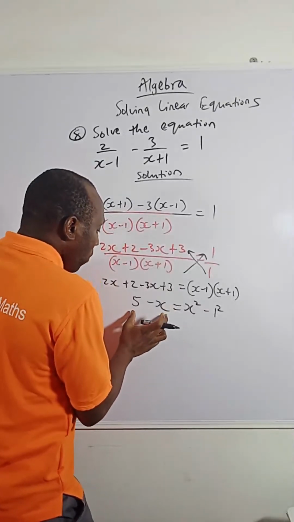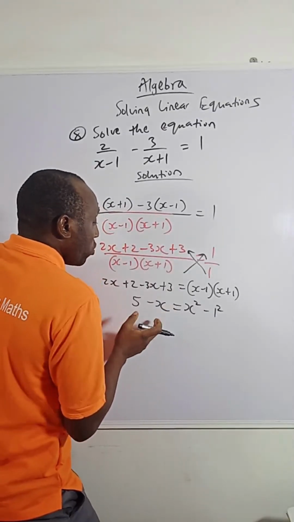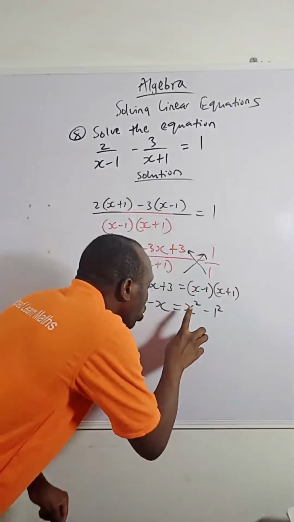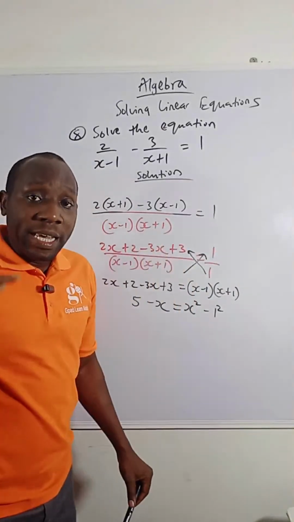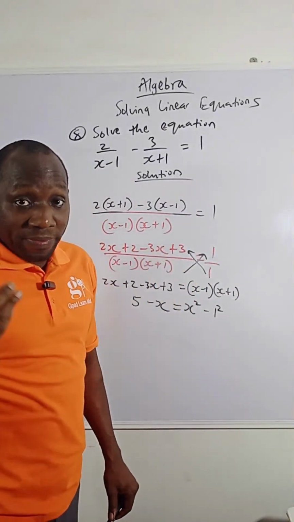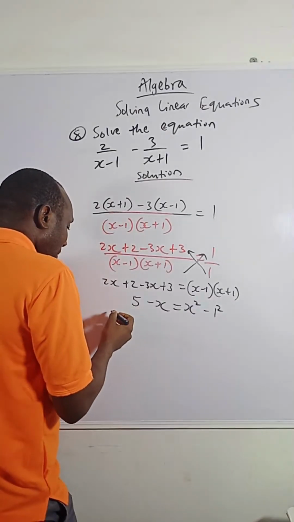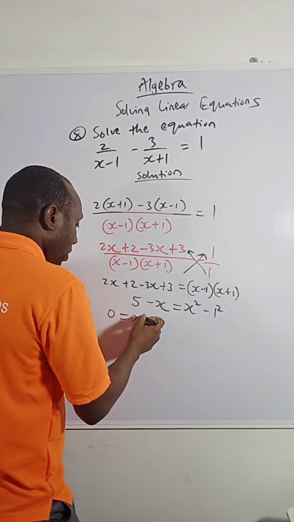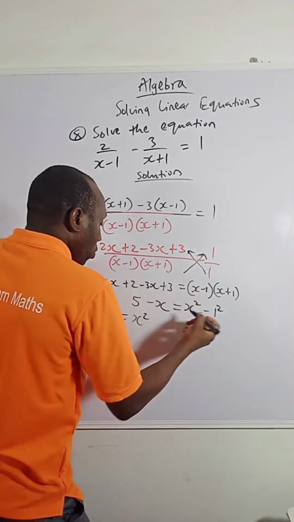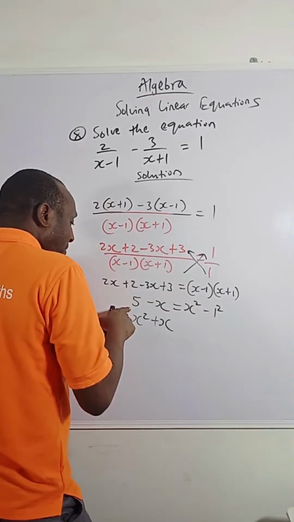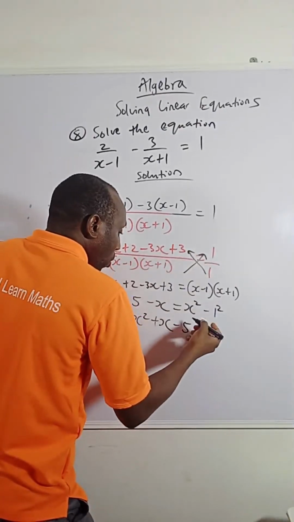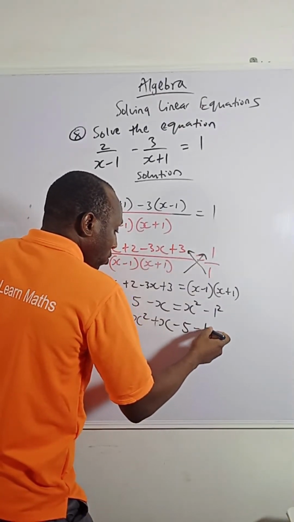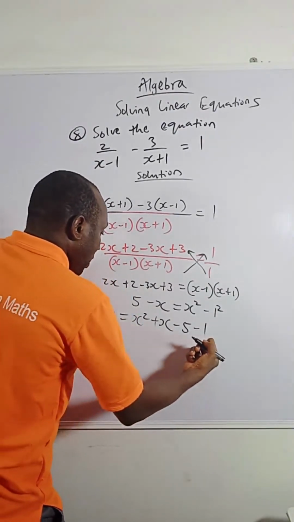Now I'm going to move these terms on the left hand side to the right hand side because I want to ensure that x squared stays positive, so it will be easy for us to factorize. So I'm going to have what? If you move these two terms over, you have 0 is equal to x squared, so minus x becomes plus x, and 5 becomes minus 5. But we still have minus 1 squared, which is also minus 1.